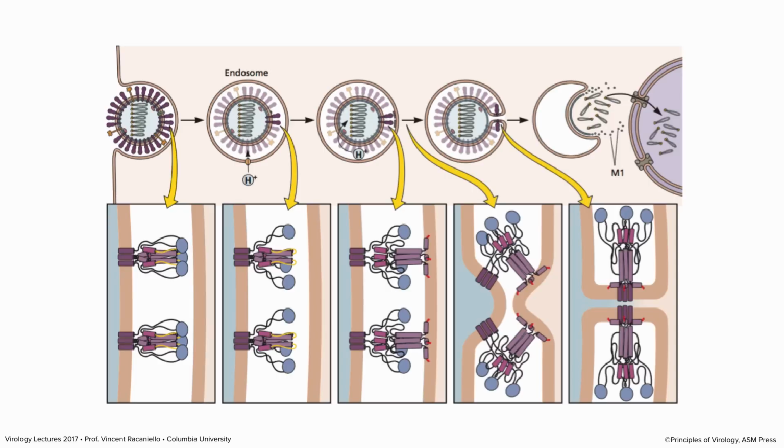Here, virus bound to sialic acid on the cell surface. We have two HA trimers shown here. The globular heads are binding sialic acid. As the virus moves into the endosome, the HA is still bound to sialic acid on the cell membrane. As the pH drops, the conformation of the HA undergoes a major change.